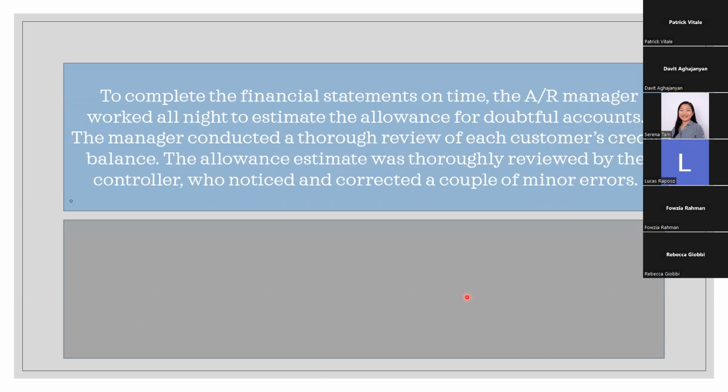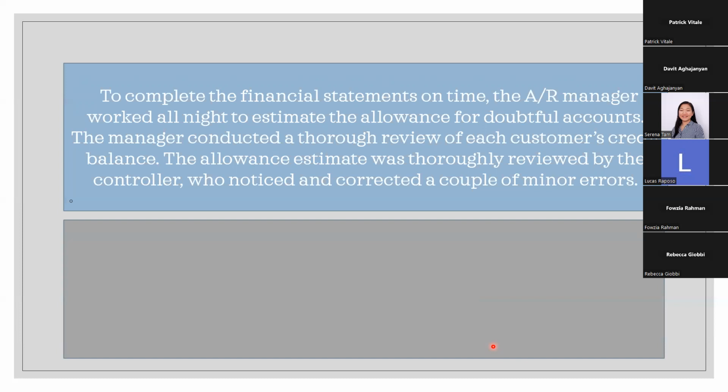To complete the financial statement on time, the AR manager worked all night to estimate the allowance for doubtful accounts. The manager conducted a thorough review of each customer credit balance. The allowance estimate was thoroughly reviewed by the controller, who noticed and corrected a couple of minor errors. So what is this? It's a bit tricky one. Assertion. Patrick, are you taking the same answer as David?